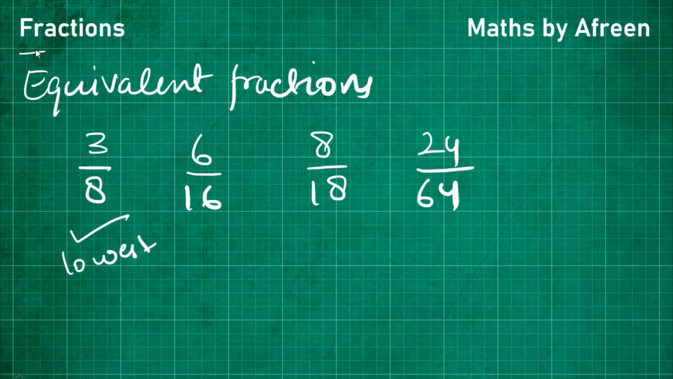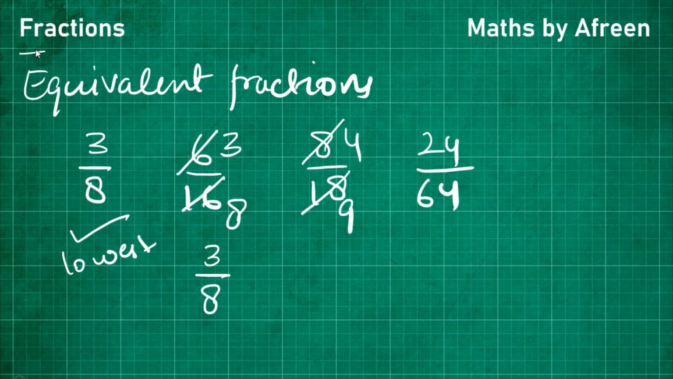We will divide this 6 and 16 by the common factor, that is 2. 2 3s are 6 and 2 8s are 16. So the lowest form of 6 by 16 will be 3 by 8. Now we will see 8 by 18. We will divide this 8 and 18 by 2. 2 4s are 8. 2 9s are 18. We will get the lowest form of 8 by 18 as 4 by 9.